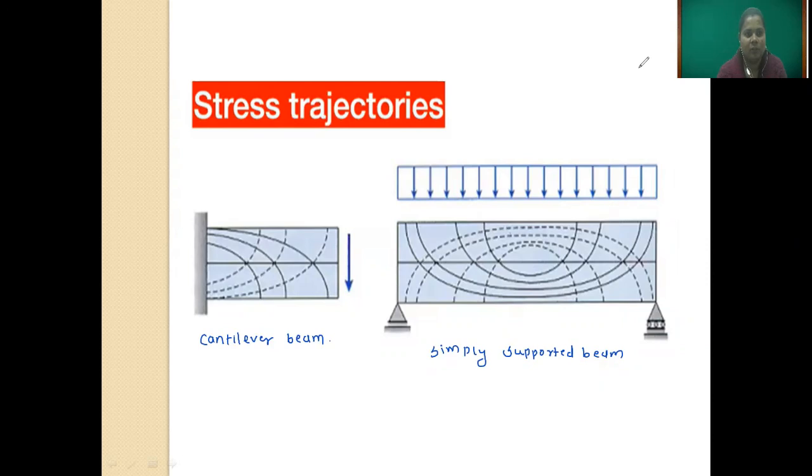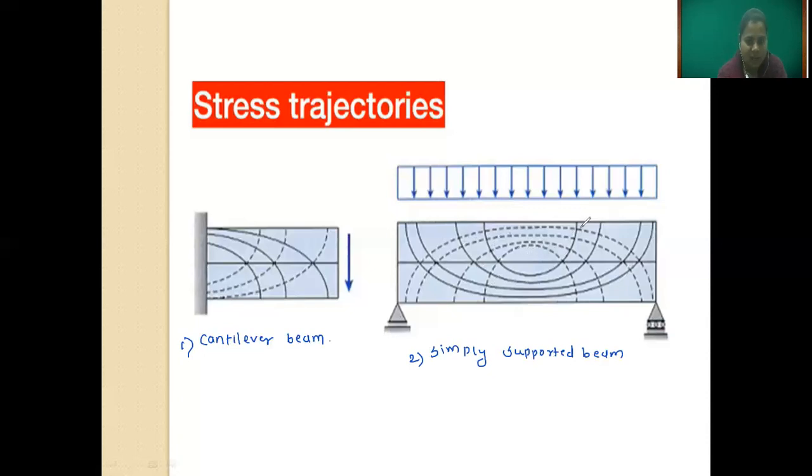If your drawing is over, shall I explain? Yes, ma'am. Okay. So first we will see what is meant by stress trajectory. So you observe here there are two figures. First one is for cantilever beam and second one is for simply supported beam. Okay. So here you observe there are two lines marked. This is a continuous line and this is a dotted line.